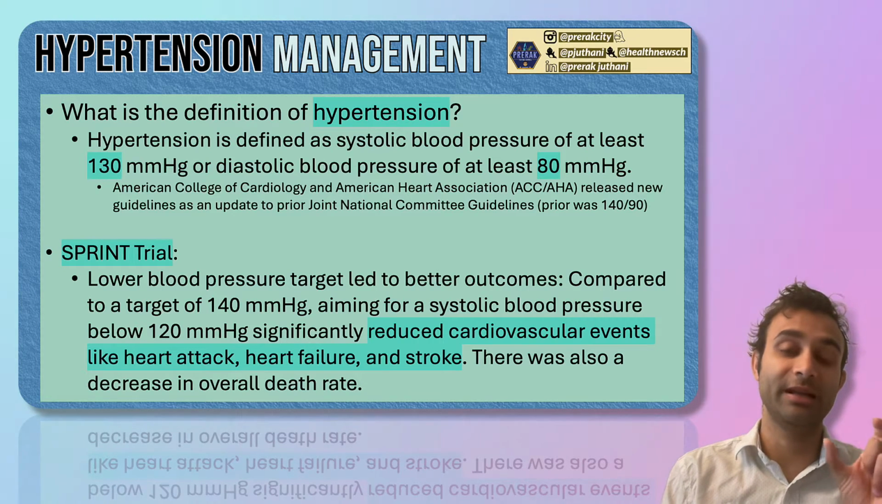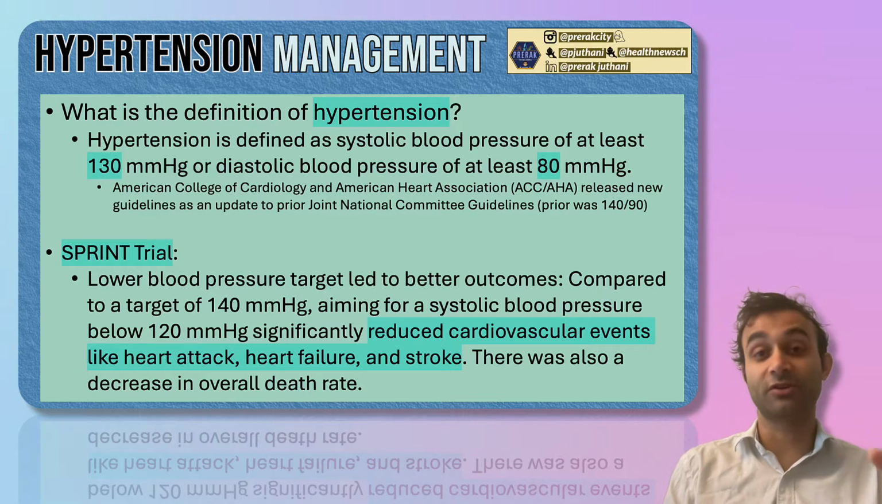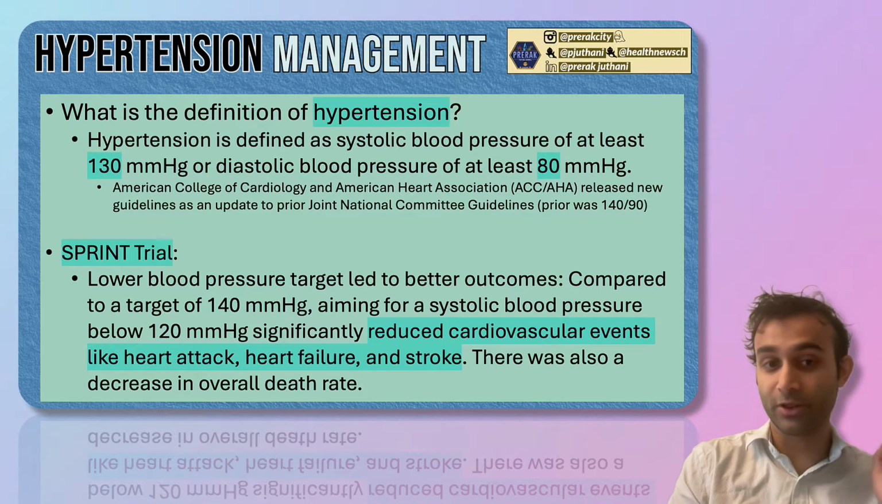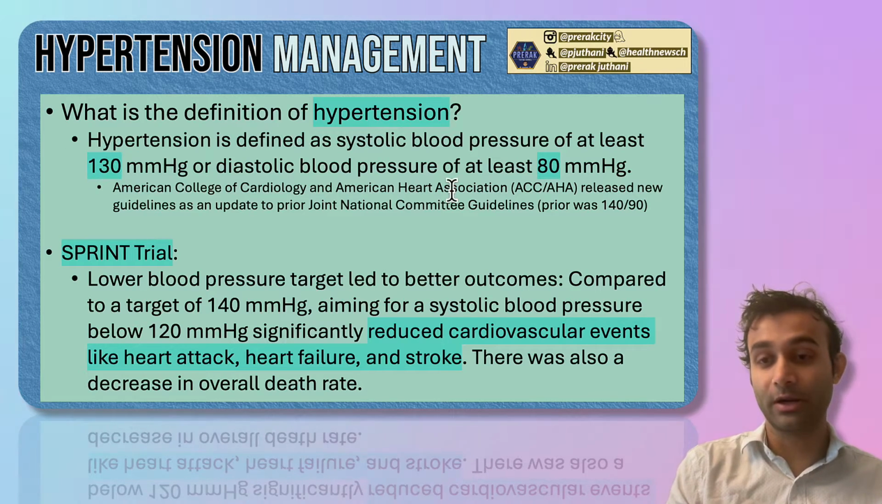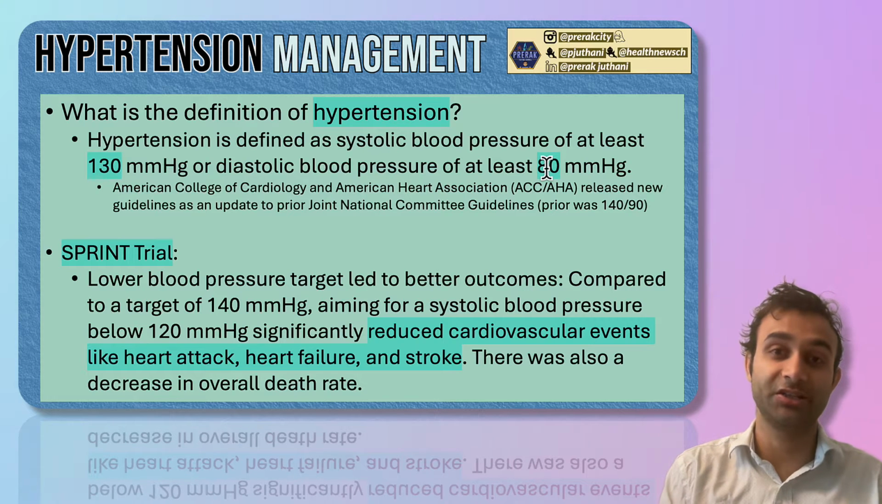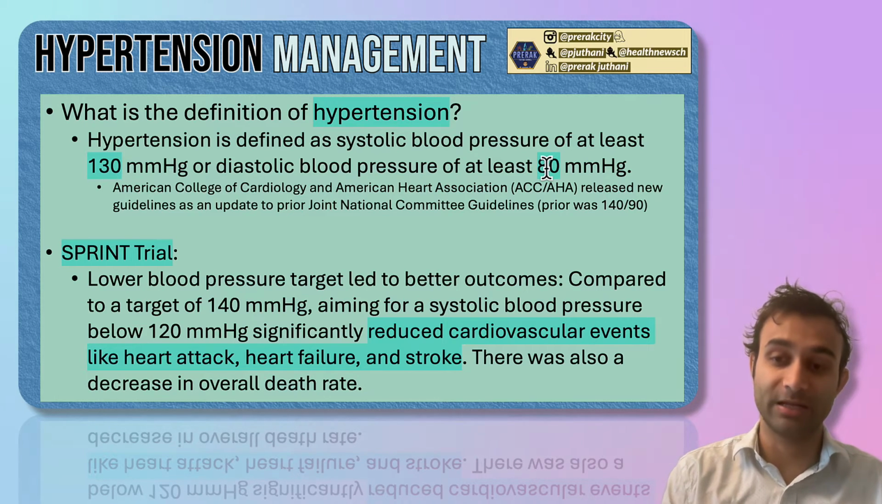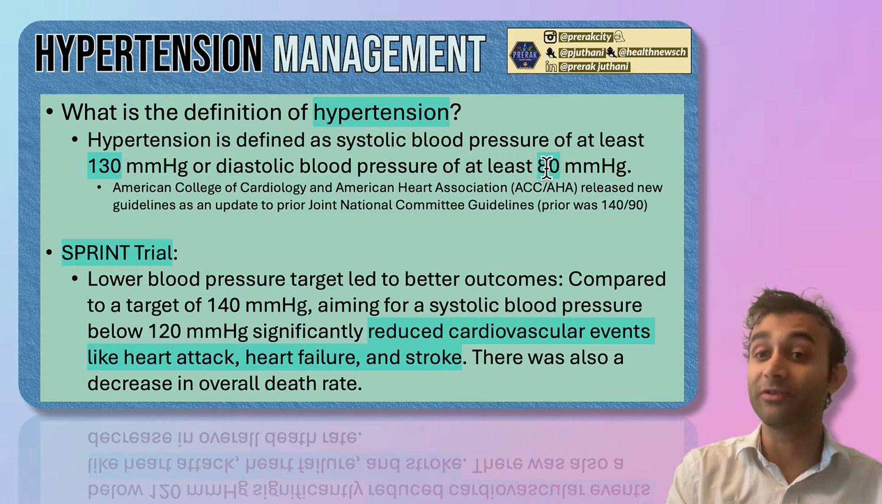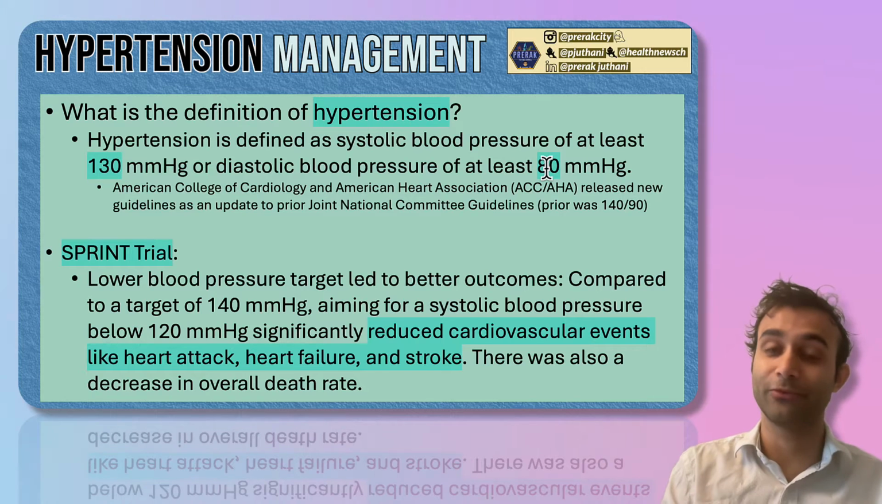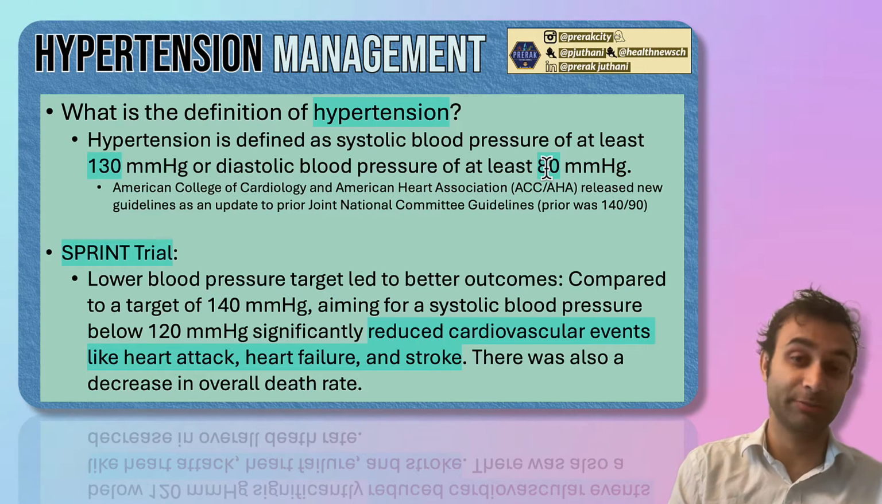So anyone is considered to have hypertension if their first number, the systolic blood pressure, is above 130, or if the second number is above 80. And this was recently changed by the ACC based on the guidelines, based on previous trials that have shown that being more aggressive with blood pressure management does lead to decreased mortality.